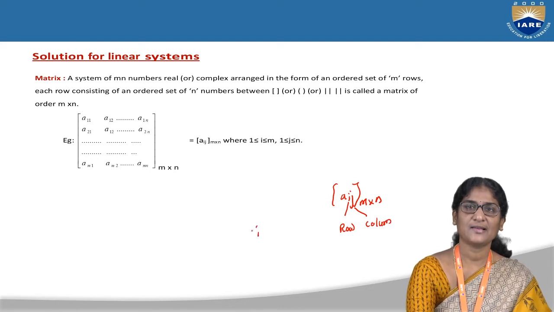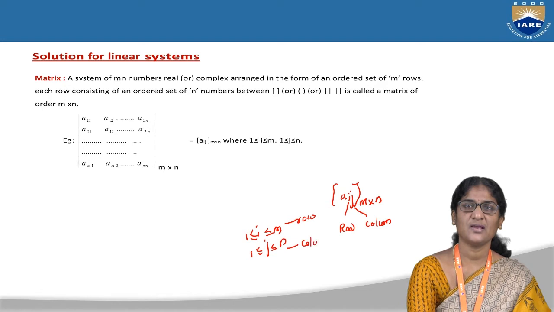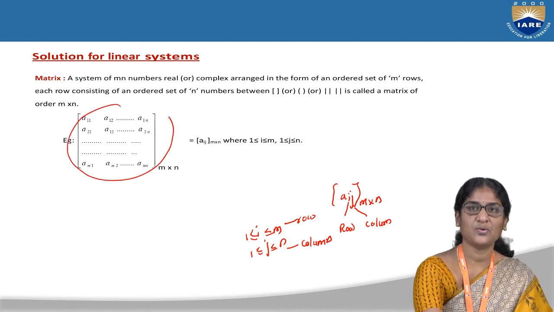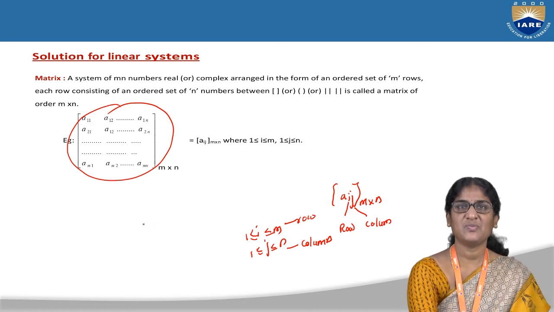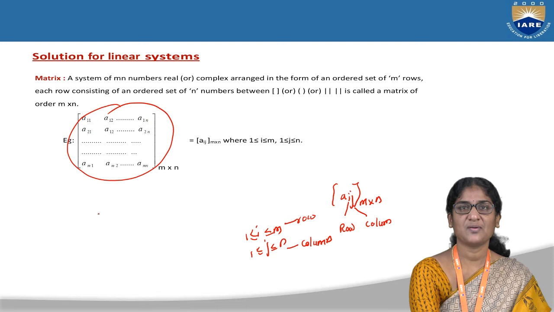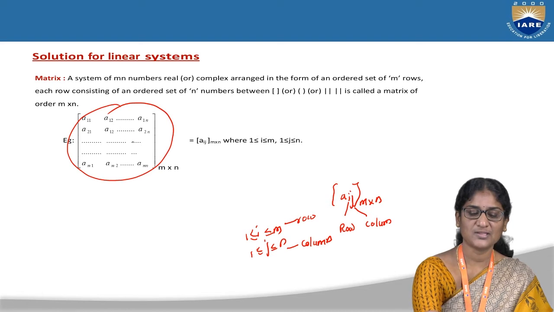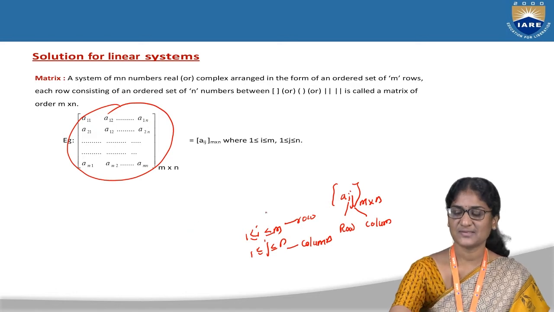Here i lies between 1 to M, and j lies between 1 to N. That means M is the number of rows and N is the number of columns. This is an example of an M by N matrix: a11, a12, and so on up to a1n, and similarly the last row is am1, am2, and so on up to amn. The elements a11, a22, a33 are the diagonal elements. So this is the general notation of matrices.